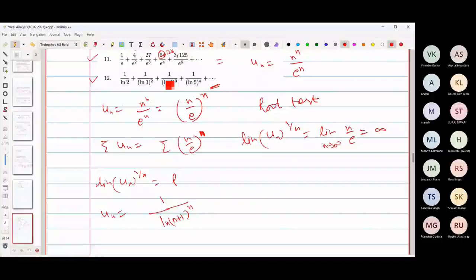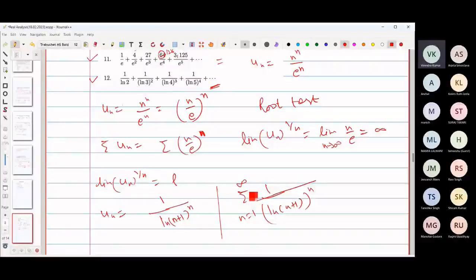Yes sir. Sir, 1 by log n to the power n minus 1. If we start n from 2, or from 1, then 1 by log n to the power n minus 1. Okay, you are saying that if we write 1 upon log (n plus 1) to the power n, then we have to start from n equals 1. Yes sir, n equals 1.